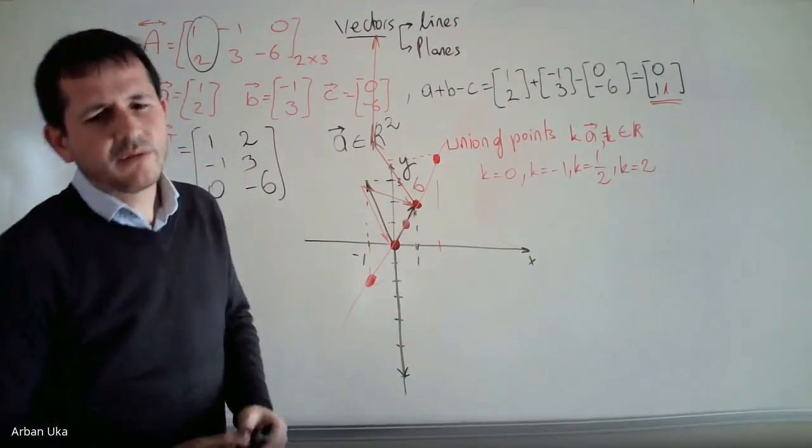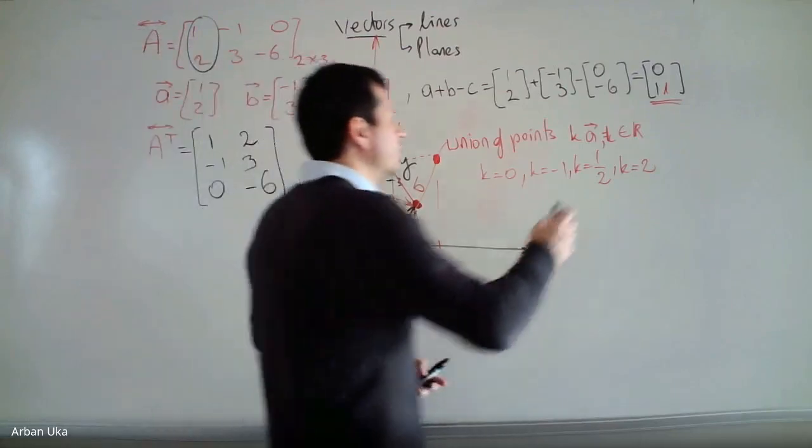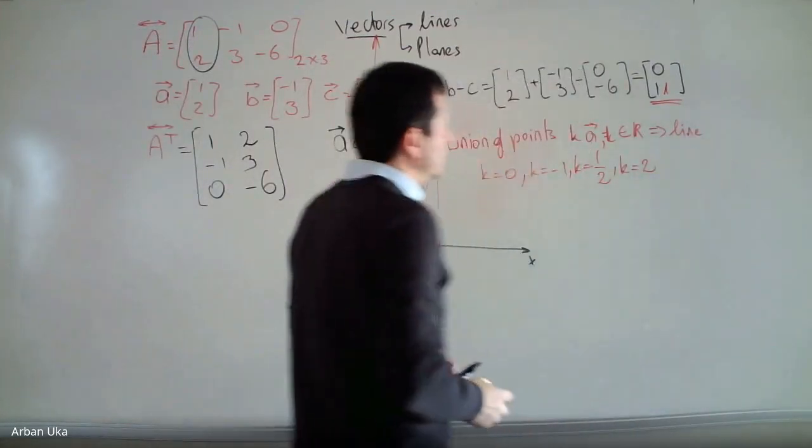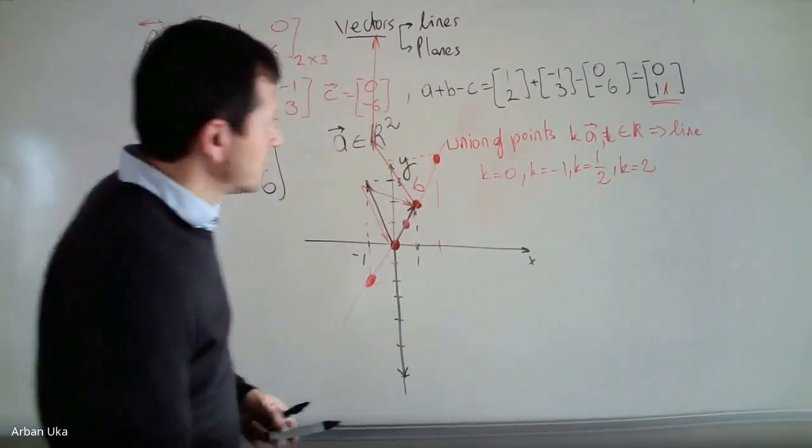Reda, what do we get if we get a k times a vector? We get the straight line. Exactly. Okay, so the union of points like this. This is the definition of a line. Okay, good. So we get a line. Fine. Now let's ask this other question.